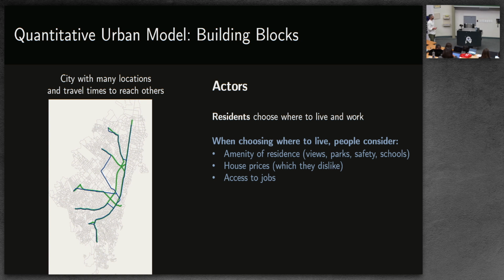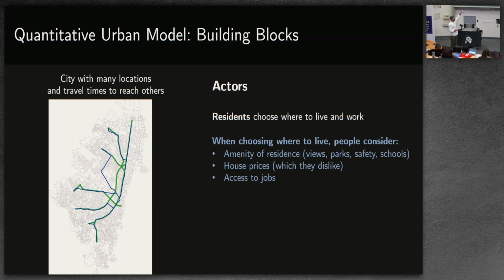First is going to be the amenity of the place where they live, right? So you can think of this as things that make it either more or less nice to live somewhere. So things like, what are the views, access to parks, how safe is it, or how much crime is in the neighborhood, what is the access to schools, and so on.